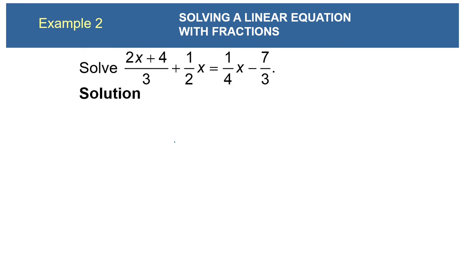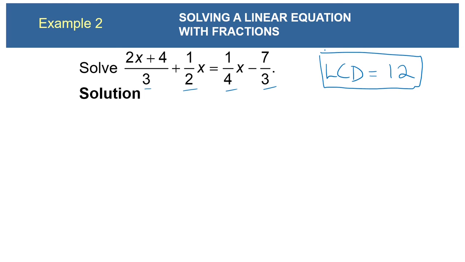Example 2, we want to solve 2x plus 4 divided by 3 plus 1/2 x equals 1/4 x minus 7/3. Now this looks like a complicated question, but you can simplify it by looking for the lowest common denominator. If I look at 3, 2, 4, 3, I'm looking for a number that's divisible by all of the denominators, and in that case we have the LCD is 12.